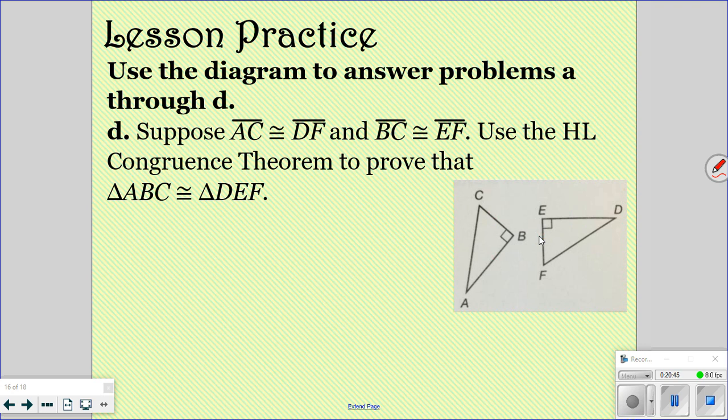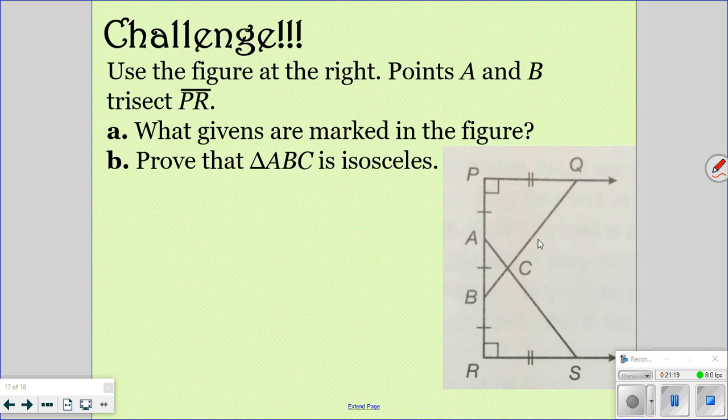Okay, looking at this one. Suppose that information is given, and then prove that the triangles are congruent. So y'all try that one by yourselves. So we're given that the two triangles are right triangles. We're also given that this one is congruent to this side, and then this side is congruent to this side. Therefore, we can use the hypotenuse leg congruence theorem to show that the two triangles are congruent. So that's all you really have to do. All right, so now we're going to look at our challenge question. Y'all see if y'all can try this one by yourself, and then I'll go over it.